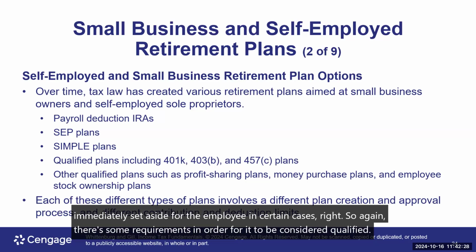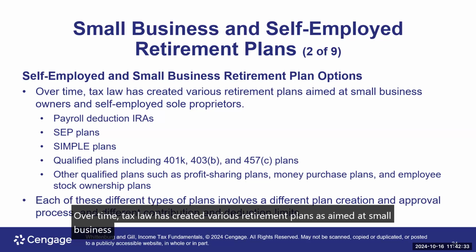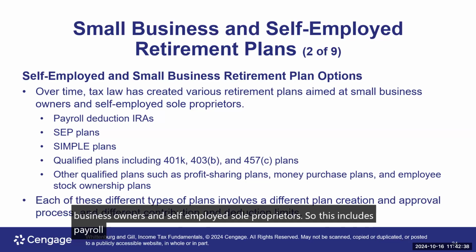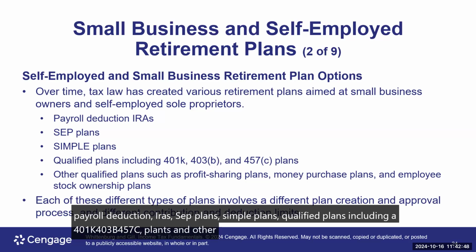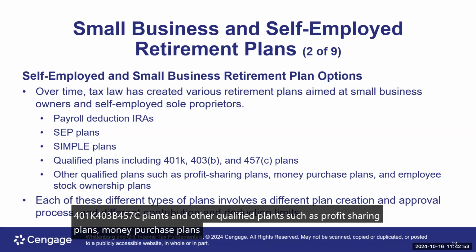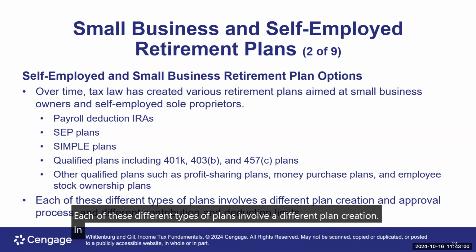Over time, tax law has created various retirement plans aimed at small business owners and self-employed sole proprietors. So this includes payroll deduction IRAs, SEP plans, SIMPLE plans, qualified plans, including a 401(k), 403(b), 457(c) plans, and other qualified plans such as profit sharing plans, money purchase plans, and employee stock ownership plans. Each of these different types of plans involve a different plan creation, in addition to approval process and different contribution and deduction limits.